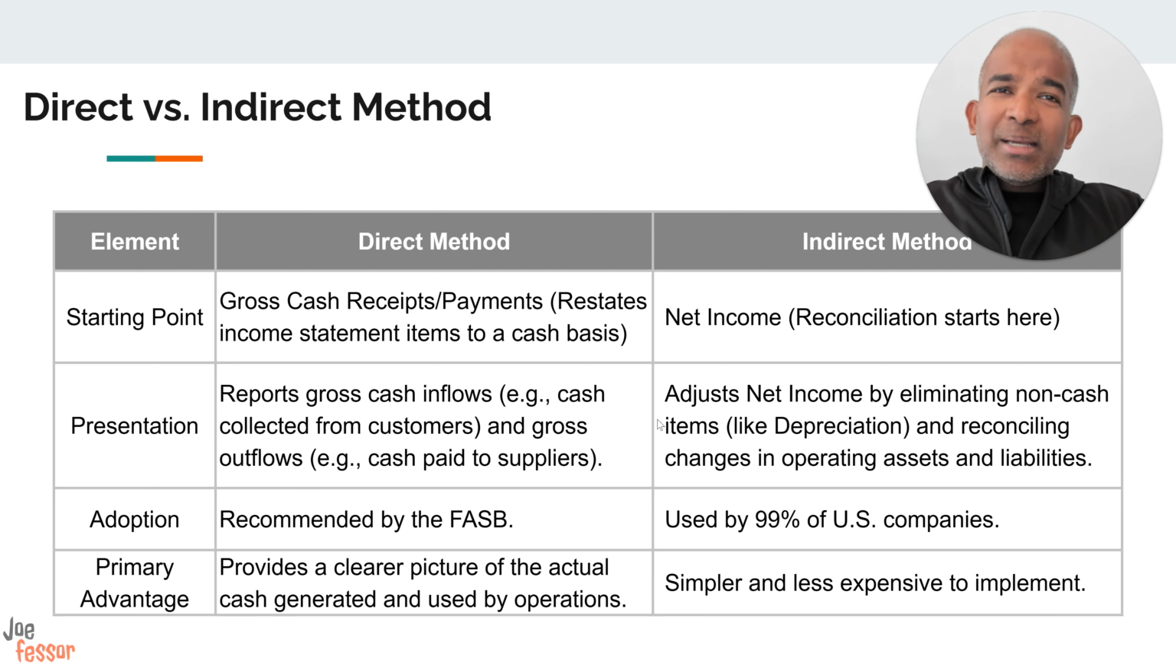Virtually all US-based companies choose the indirect method. They prefer it primarily because it's less costly and easier to implement than the direct method. So let's now dive into the mechanics of this dominant method.